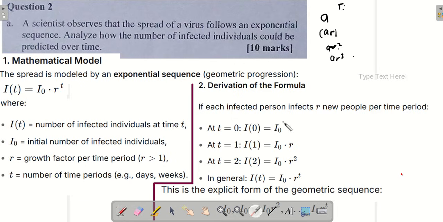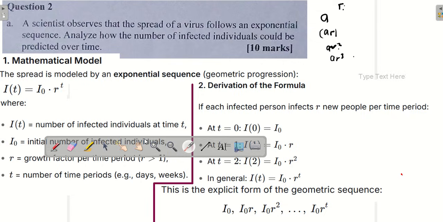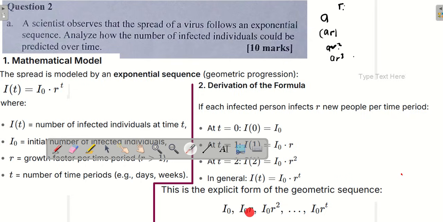So starting with I0, you multiply by R to get I0R. You multiply again by R to get I0R squared. Then you keep multiplying. So when you multiply T times, that is the general, you get I0 times R to the power T. And that is what we have there. Now this is the explicit form of the geometric sequence. You are getting I0, I0R, I0R squared, where I0 is becoming the first term. Here our first term is the initial point, I0. And it goes on like that. Good.